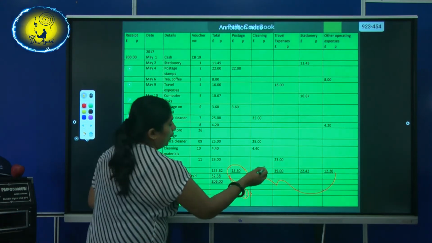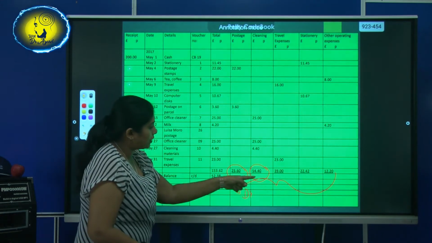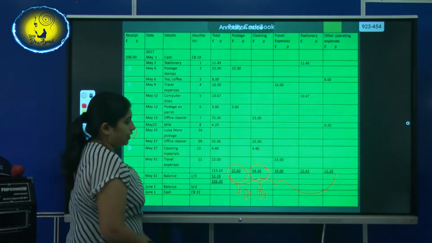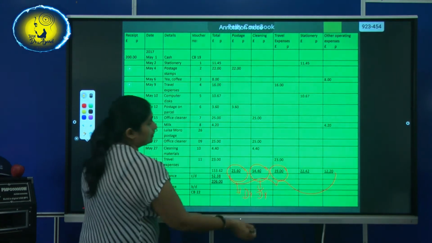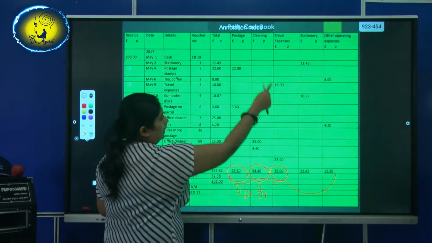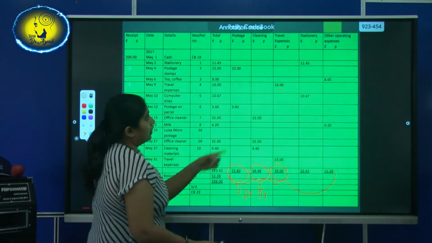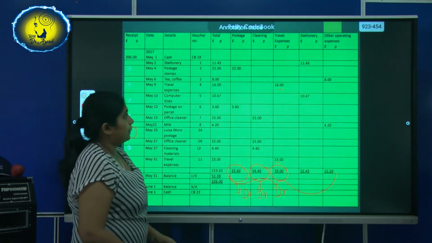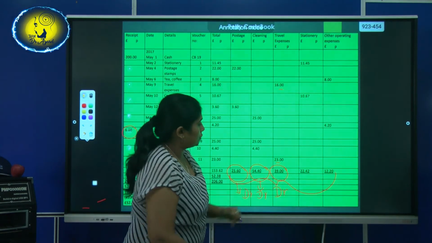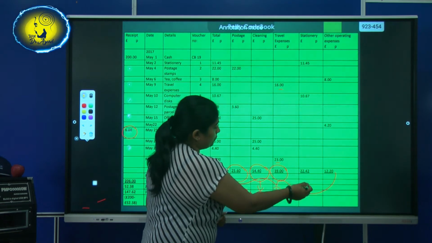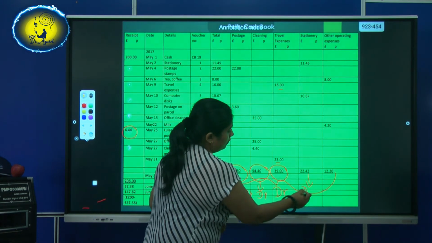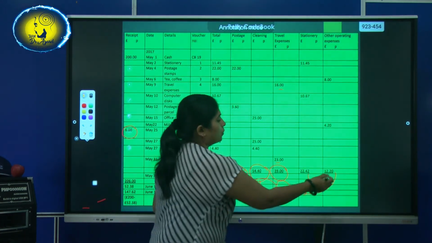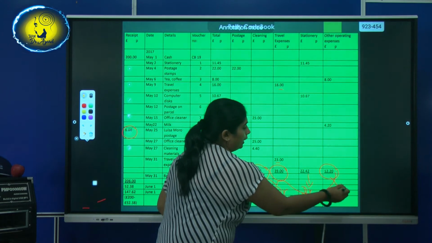postage expense account. You have to open another account, the cleaning expense account, and this amount will be debited to that account. Then 39 pounds, which relates to travel expense when you add these two amounts, you have to debit to the travel expenses account. Stationery expense, 22 pounds and 42 pence, will be debited to the stationery expense account. Other operating expense account, 12 pounds and 20 pence, should be debited.